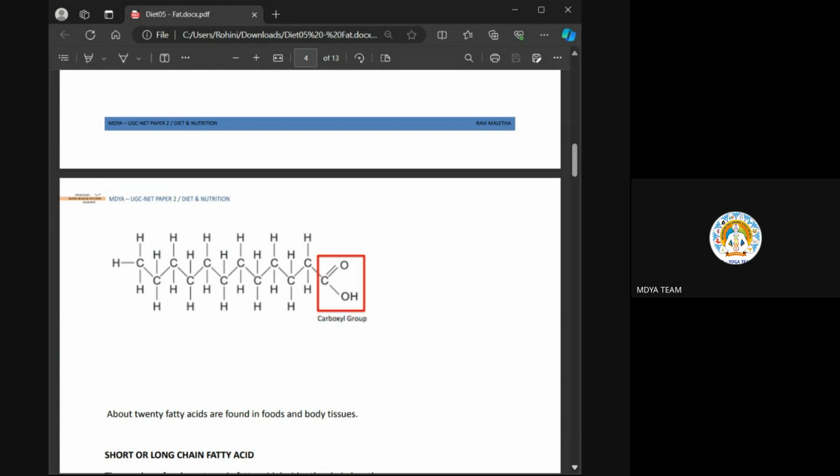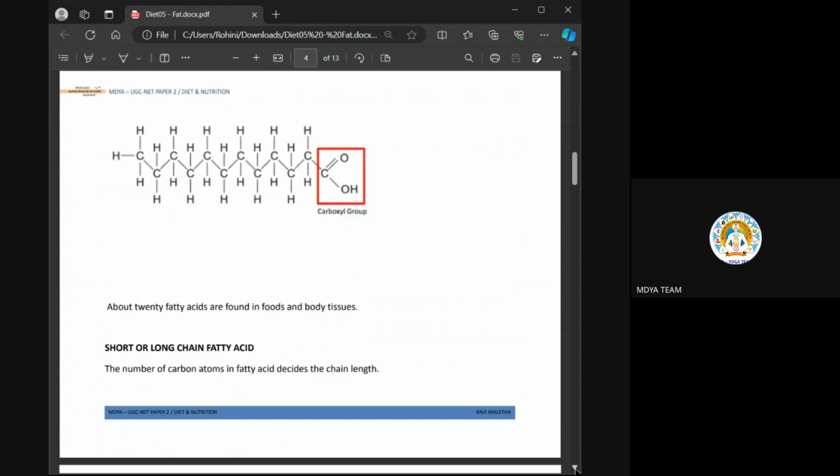Okay, so a shorter chain fatty acid has 10 or fewer carbon atoms. One carbon, 2, 3, 4, 5, 6, 7, 8, 9, 10, like this. So if they have 10 or less than 10, then it is a shorter chain. If more than 10, around 12 to 20, then it is a long chain. And if more than 20 carbon atoms are attached, then it is a very long chain.